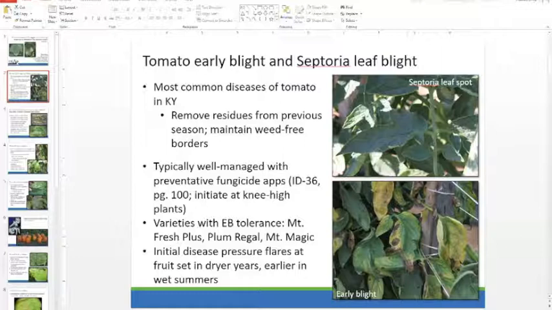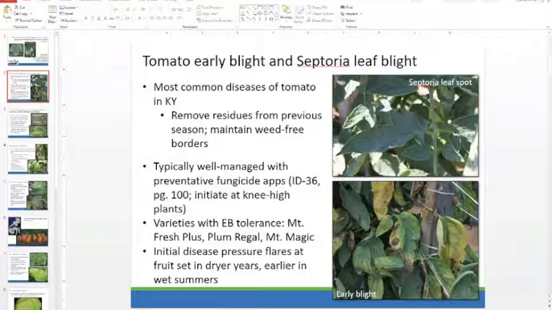To differentiate these two diseases, early blight is shown in the lower picture. Those lesions tend to become larger. They're usually surrounded by a chlorotic halo, and early blight will go to the fruit. Characteristic in these lesions is a concentric ring pattern, almost like a target, whereas with Septoria, those spots tend to stay smaller. Septoria does not go to the fruit.